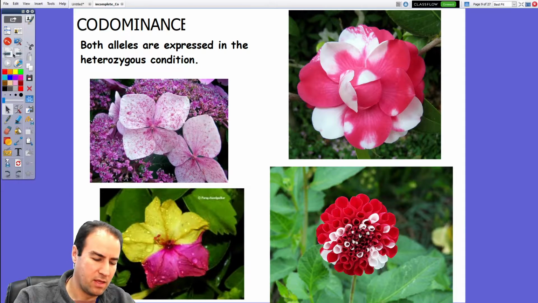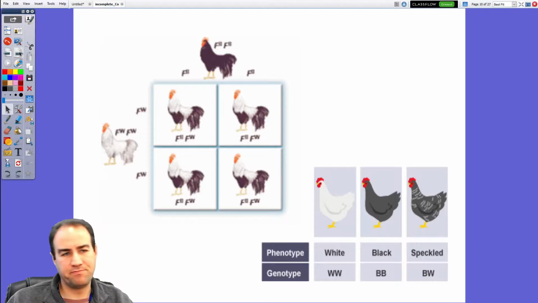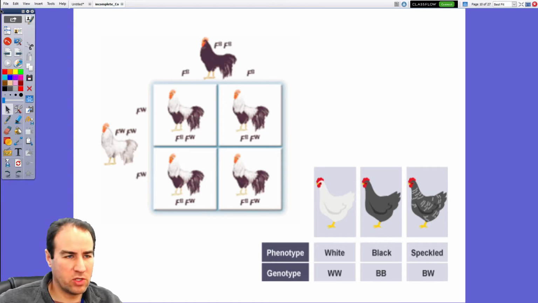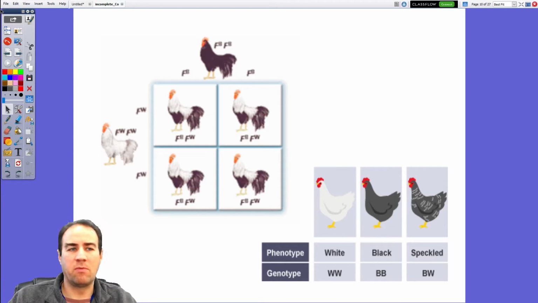And so kind of a cool variation on this inheritance pattern. And the good thing about this one here, here's an animal. Just like the other one had chickens, this one also has a codominant inheritance pattern. So a pure breeding white chicken crosses with a pure breeding black chicken, and you get a chicken that has some parts white and some parts black.